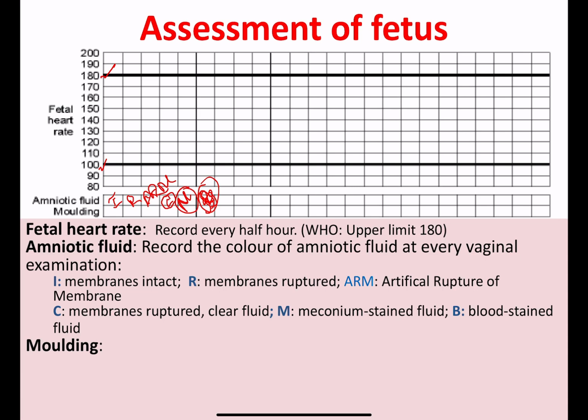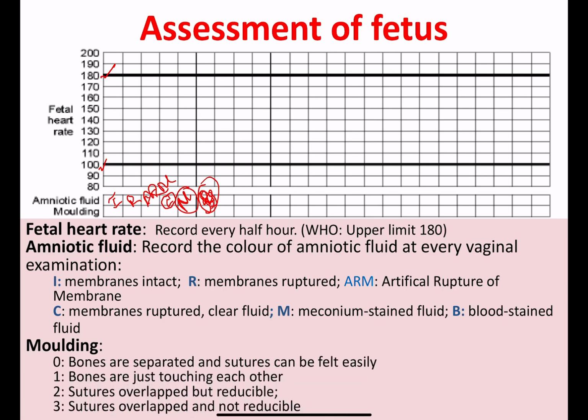Molding is the overlapping of the bones. It is very important to check the molding, because this indicates the degree of compression of the head that is being subjected during the passage through the birth canal. And increasing molding can be a sign of disproportion, which suggests the possibility of obstructed labor. For the degree of molding, we can use the scale from 0 to +3, where 0 means no molding, the bones are separated, whereas 1 means the bones are just touching each other.